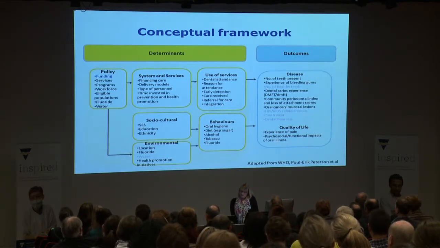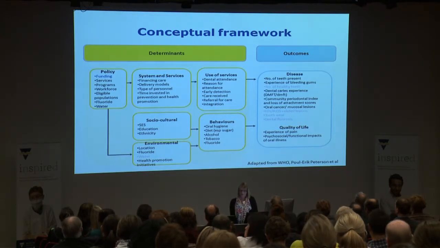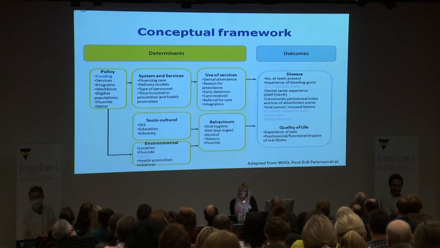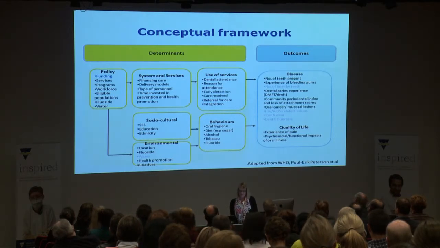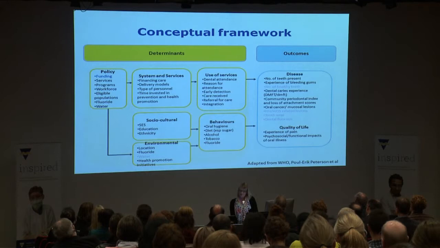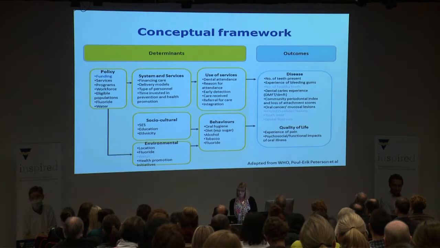So our determinants were policy, which included services, programs, the workforce and eligible populations. Systems and services, so delivery models and the type of personnel. The use of services, so reason for attending a dental clinic, early detection, the care that was received. Socio-cultural factors, including SES, education, ethnicity. Environmental factors, so location, whether people were rural, regional or metro, the fluoride status in their area, and also behaviours, so oral hygiene, their diets, alcohol and tobacco use, and the use of fluoride.